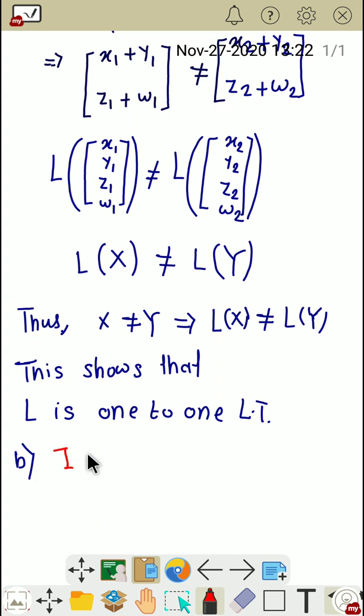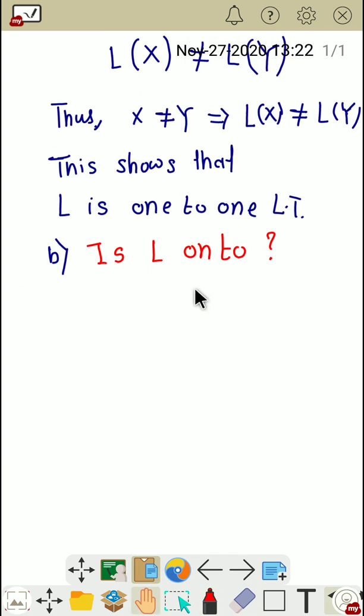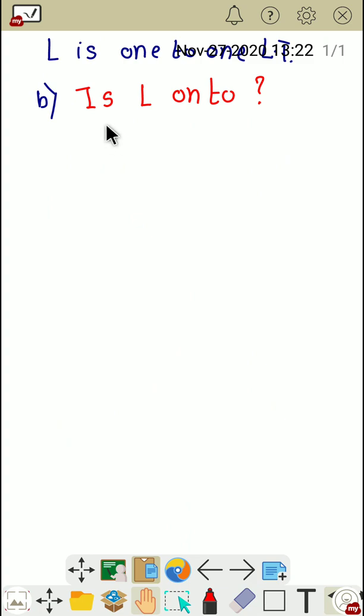Is L onto? Okay, so how to check ontoness of the linear transformation L? As we know, L is a linear transformation from R4 to R2. So how to check ontoness of this linear transformation?